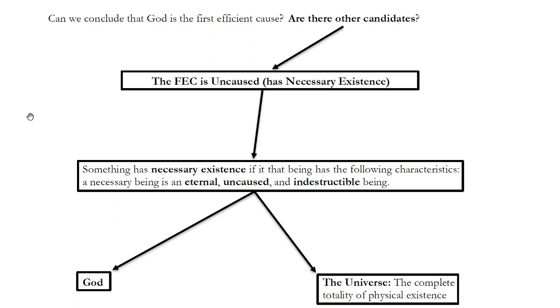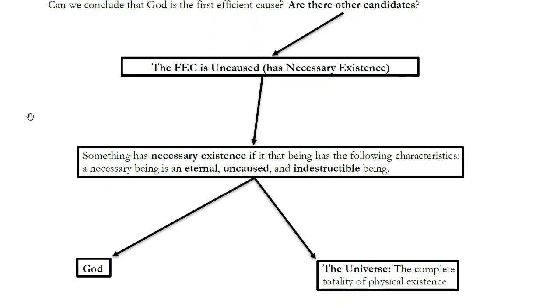And I want to offer two different possibilities. Maybe there are others, but here's two sort of common answers to this question. Because when we're talking about this first cause and uncaused thing, sometimes philosophers will talk about entities of that sort as having a necessary existence. And what does that mean? So something has a necessary existence if that being has the following characteristics: if it's eternal, uncaused, and indestructible.